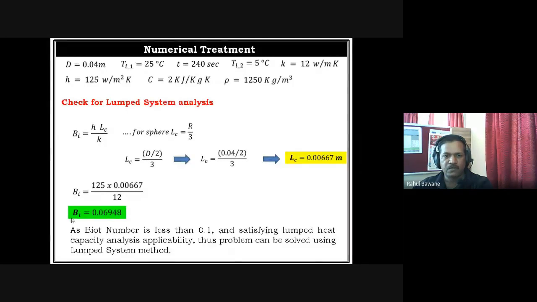Many times it is asked in the numerical to justify. The justification is nothing but that the Biot number is less than 0.1, but we have to write down a sentence. As the Biot number is less than 0.1 and satisfies the lumped heat capacity analysis applicability, thus the problem can be solved using the lumped system method.